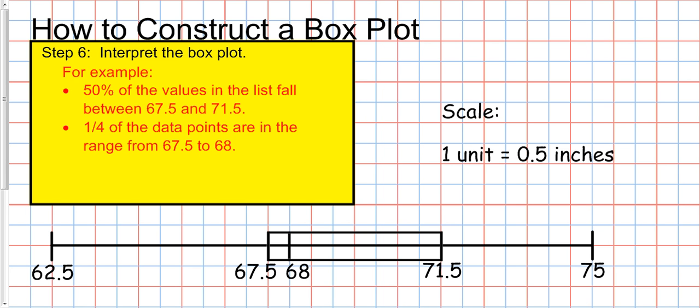For example, the box itself contains 50% of the data. So half of the numbers in our list are between 67.5 and 71.5, which obviously means that the other half of our data is outside that range. We can also say that that small little gap there between the 67.5 and the 68 contains 25% of our data, because that's what the box plot does for us.